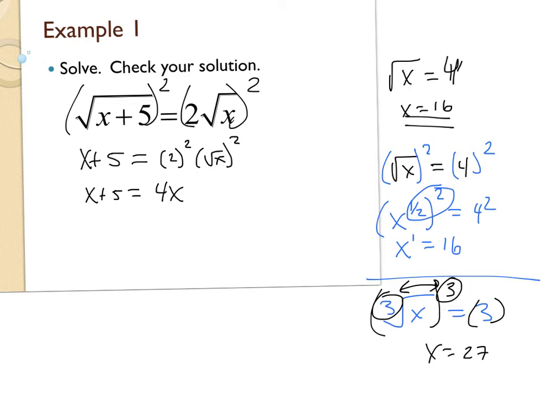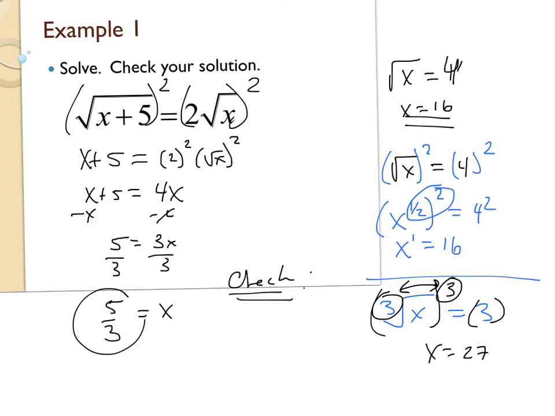Then I'm going to just move x to the other side, and I get 5 is equal to 3x. And divide by 3. X is equal to 5/3. You also want to check your solutions, and the reason for that is if I plug this back in and I get a negative underneath the radical, it's a no solution. So we've got to be careful with that.